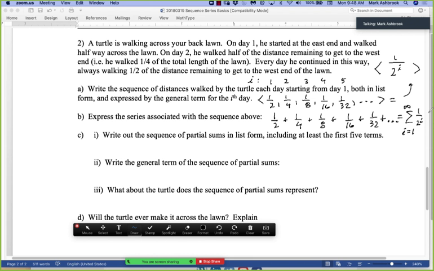So it's the same as this. It's the same terms as the sequence, right? Because that's what it is. It's the sum of the series, the sum of the terms in the sequence. So we take the general ith term of the sequence, and we let i be 1, and then 2, and then 3, and then 4, and add them all up. Okay, questions on B?